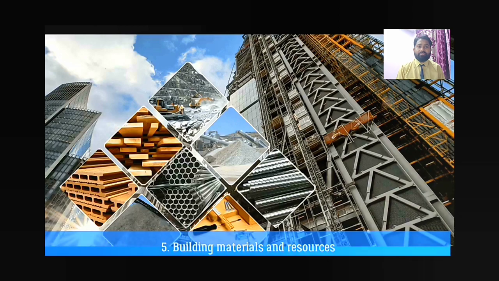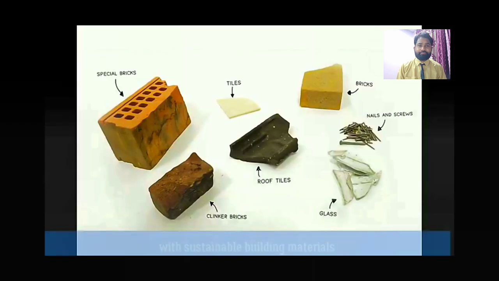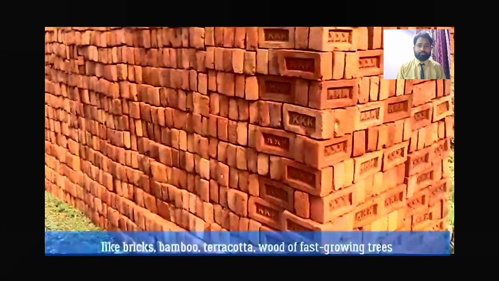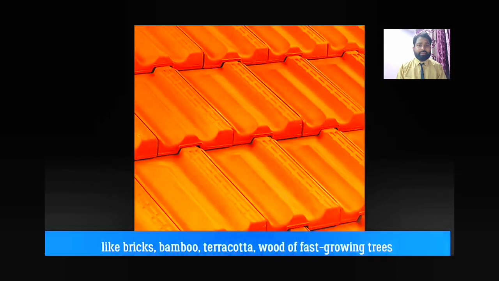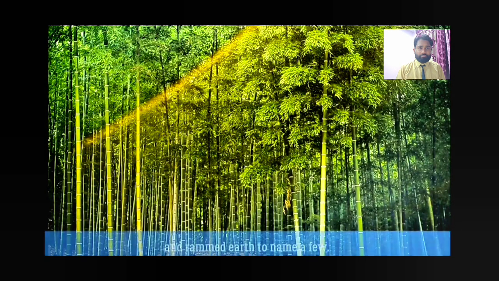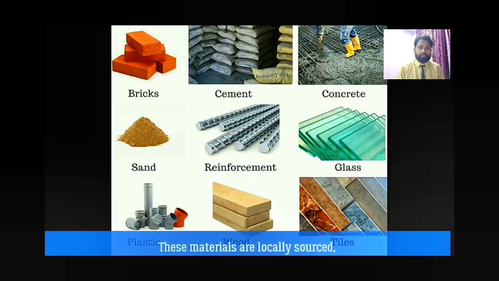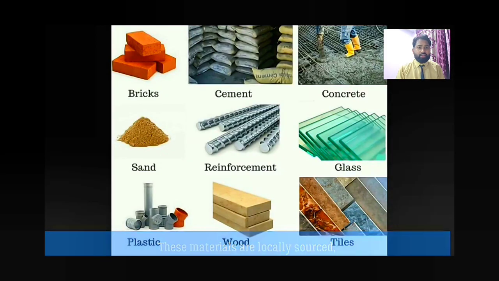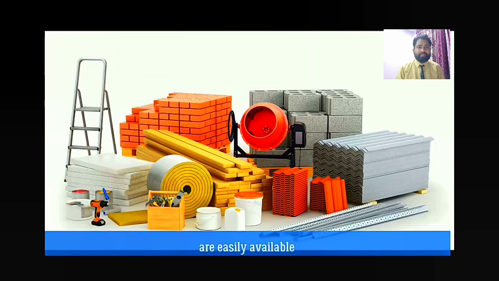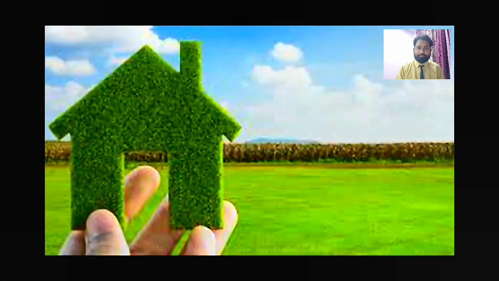Building materials and resources. A green building is constructed with sustainable building materials like bricks, bamboo, terracotta, wood of fast growing trees, and rammed earth, to name a few. These materials are locally sourced, are easily available, and are cost effective because of their low cost of transportation.